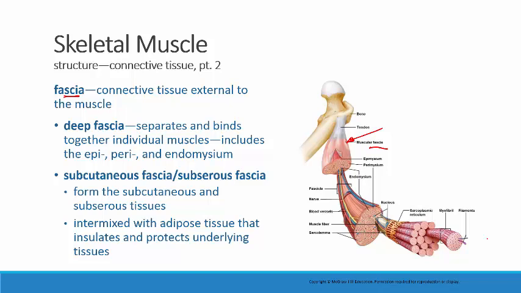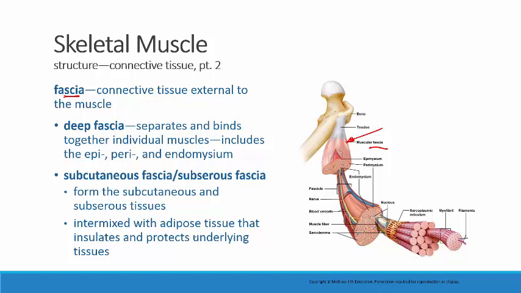And then there is also subcutaneous fascia or subserous fascia, and this is the fascia that kind of intermixes with the adipose tissue that's found insulating and protecting the tissue. So it binds the muscle, not fiber, but the muscle, to the subcutaneous tissues that are associated with the skin, or if we're looking deeper in the body, that is associated with the serous membranes.